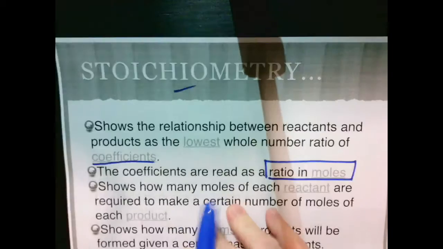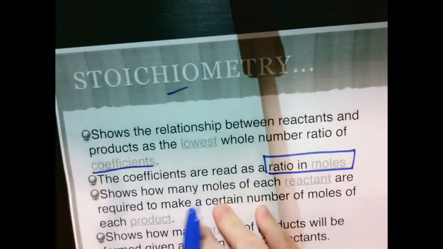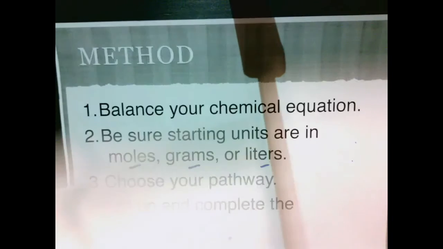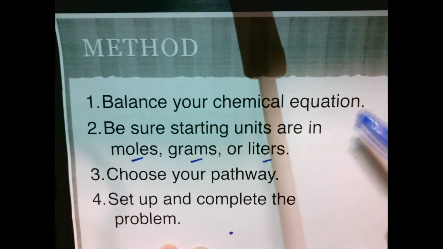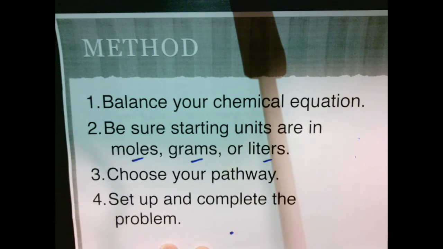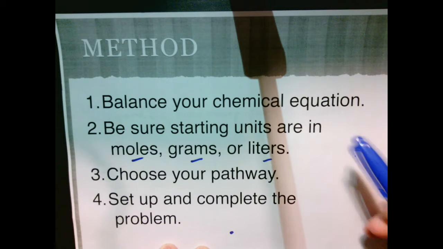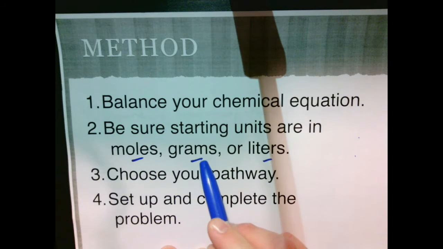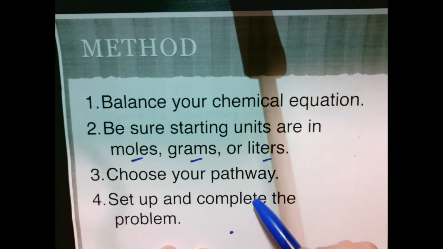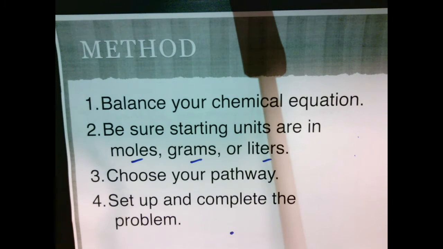And keep in mind your method for doing stoichiometry, okay? How does it work? What's your method? You have to balance the equation and then be sure your starting units, whatever amount you know, are in moles or grams or liters. And then you choose your pathway, and then you set up and complete the problem. Okay. Now again, today we're going to look at gram to gram problems.